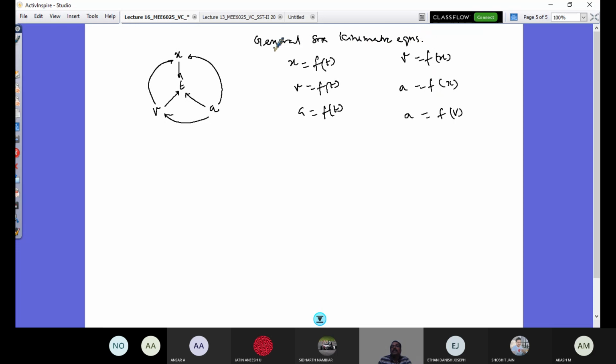So you have the relationship between these motion parameters this way. So V is given by dx by dt. A is given by dv by dt, or it can also be written V dv by dx. Right? So you can have your equations derived based on that.